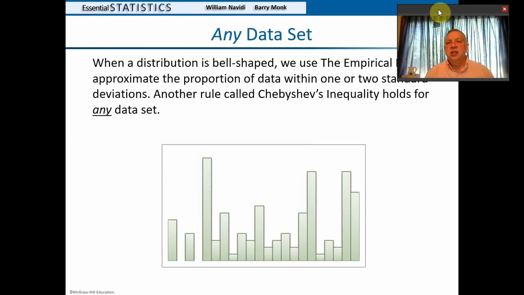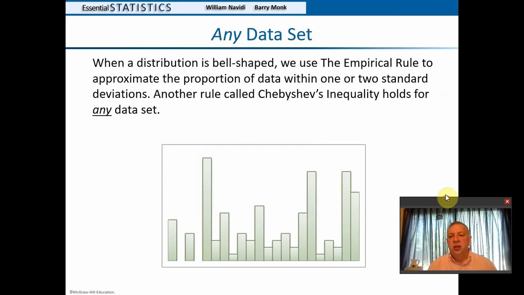So when a distribution is bell-shaped, we use the empirical rule to approximate the proportion of data within 1 or 2 standard deviations. Another rule called Chebyshev's inequality holds for any data set. It certainly works for the empirical rule as well, but it doesn't give us the exactness that the empirical rule would. So we can always use Chebyshev's, but it wouldn't be as good as the empirical rule if it's symmetric, because we know something else about the data.